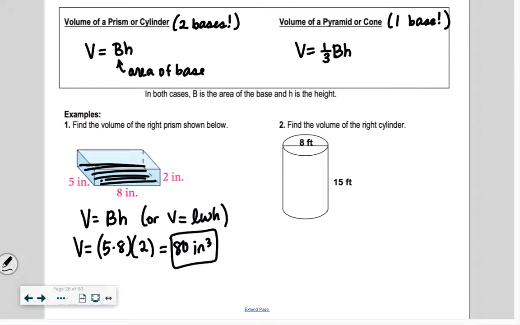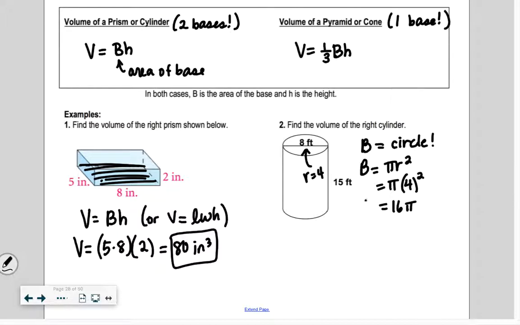All right, so find the volume of the right cylinder. So in this case, the area of the base is a circle. How do I find the area of a circle? Pi r squared. Yeah, pi r squared. So I'm going to do pi times, what's r? 4. Yep, so pi times 4 squared, which is 16 pi. That's just big B.